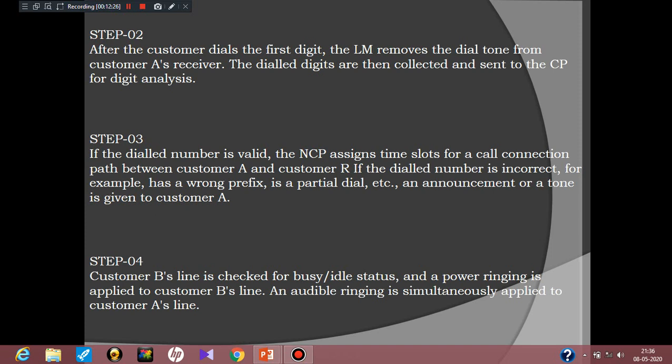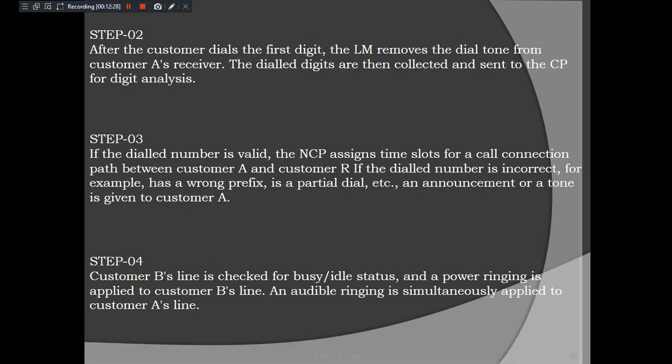In step 2, after customer A dials the first digit, the LM removes the dial tone from customer A's receiver. This is important. The dialed digits are then collected and sent to the CP for digit analysis. In step 3, if the dialed number is valid, the NCP assigns a time slot, that is the time switching, letting customer A be connected to the CO. If not, an announcement tone will be sent to customer A.